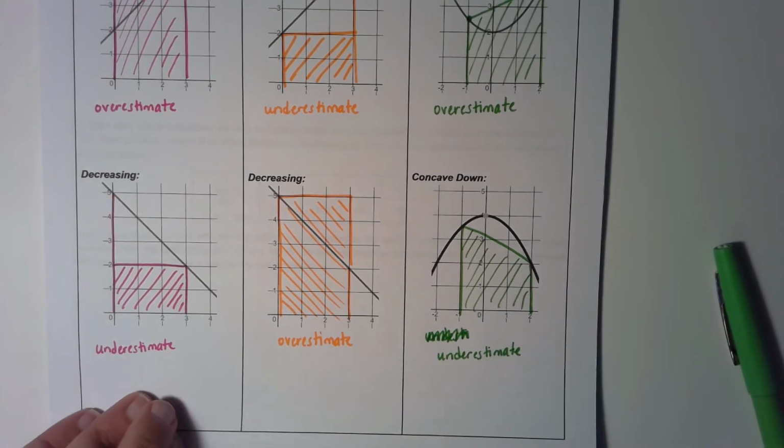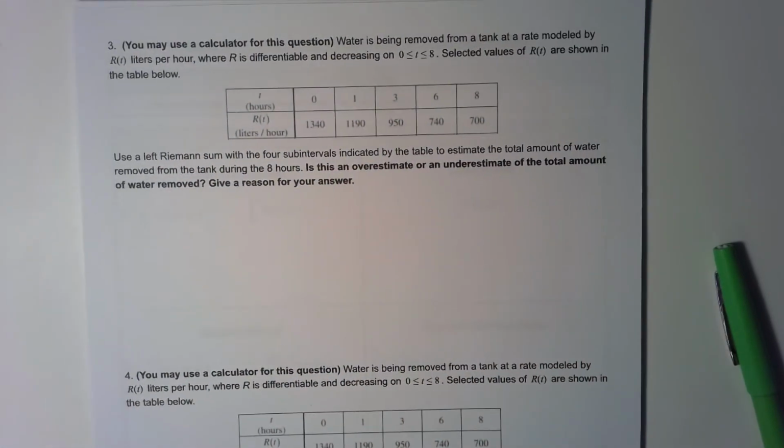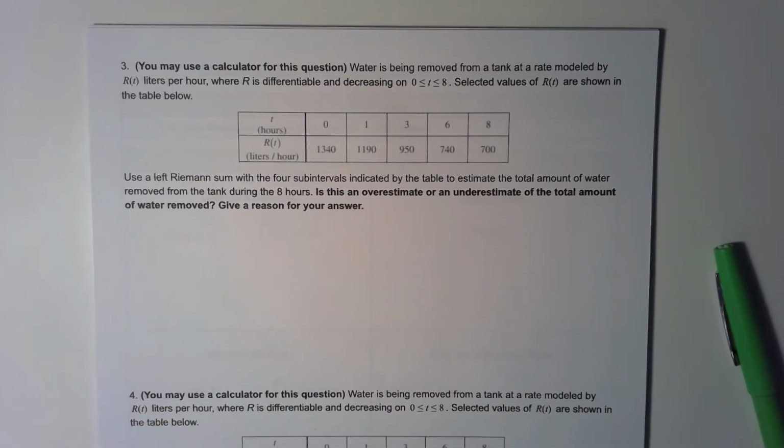Okay, let's see this in action. So problem number 3 here says you may use a calculator. So I've got my calculator out. Water is being removed from a tank at a rate modeled by R of t liters per hour, where R is differentiable and decreasing on 0 to 8. Selected values of R of t are shown. Use a left Riemann sum with the 4 subintervals indicated by the table to estimate the total amount of water removed from the tank during the 8 hours. Is this an overestimate or an underestimate of the total amount of water removed? Give a reason for your answer.